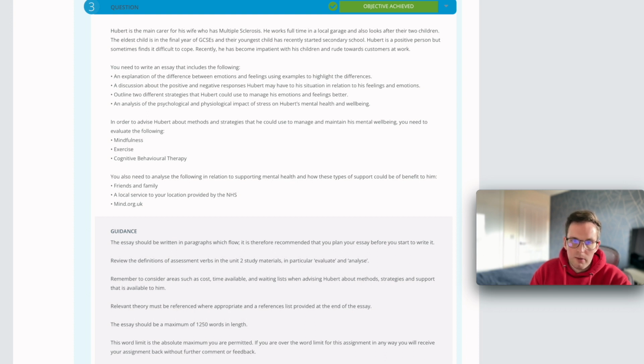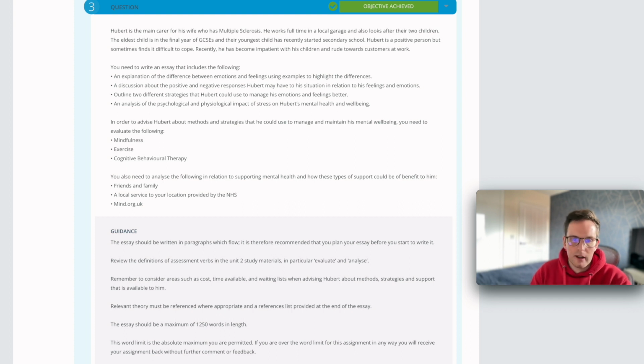In order to advise Hubert about methods and strategies that he could use to manage and maintain his mental well-being, you need to evaluate the following: mindfulness exercise and cognitive behavioural therapy, or CBT. You also need to analyse the following in relation to supporting mental health and how these types of support could be beneficial to him: friends and family, a local service, or your location provided by the NHS, and mind.org.uk.